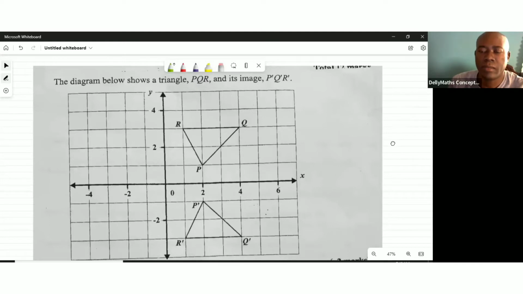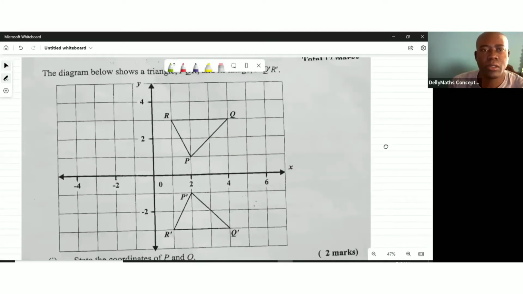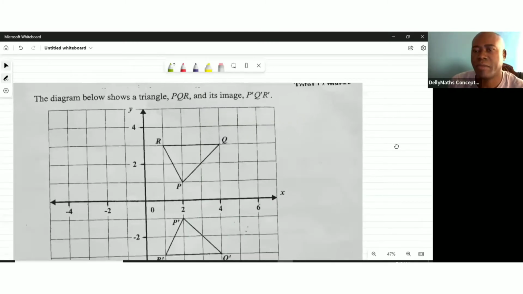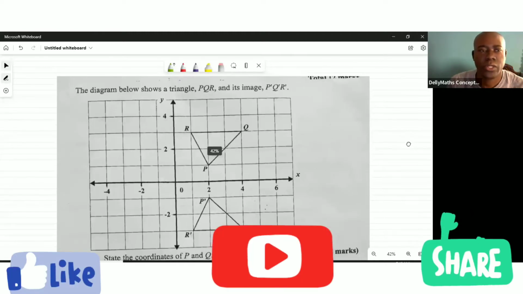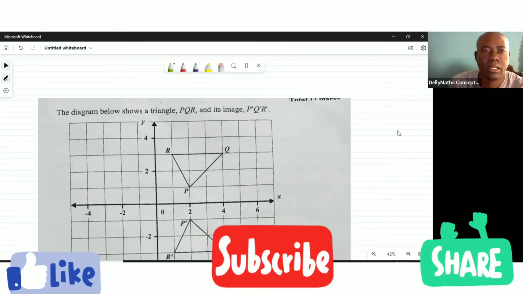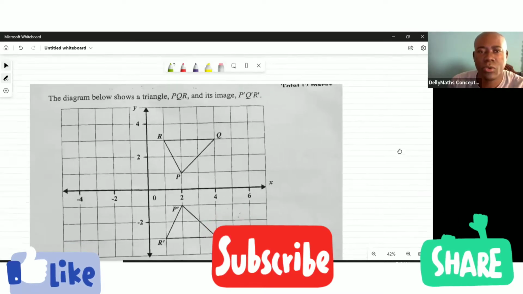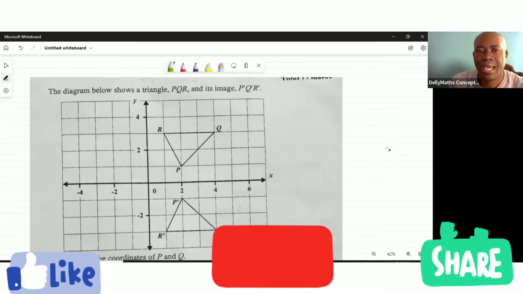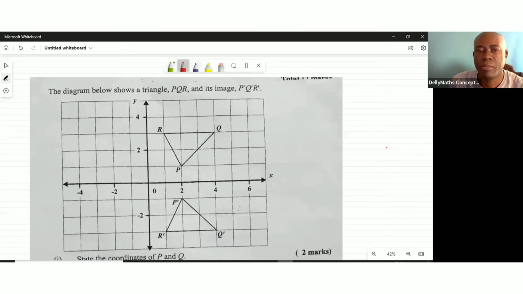All right, in this video presentation, what we're looking at is some transformation questions. So here we're looking at this question that says, the diagram below shows a triangle PQR and its image P prime, Q prime, R prime. So we're looking at this.